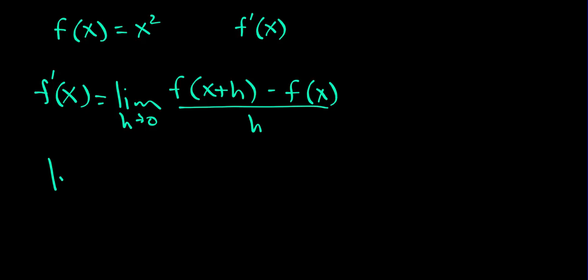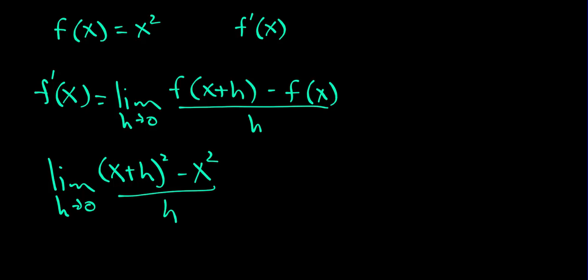So I want to find the formula for the derivative for this one. So here's what I'm going to do. I'm going to do the limit as h goes to 0 of x plus h squared minus x squared. See? f of x plus h is x plus h squared. You'll see that?